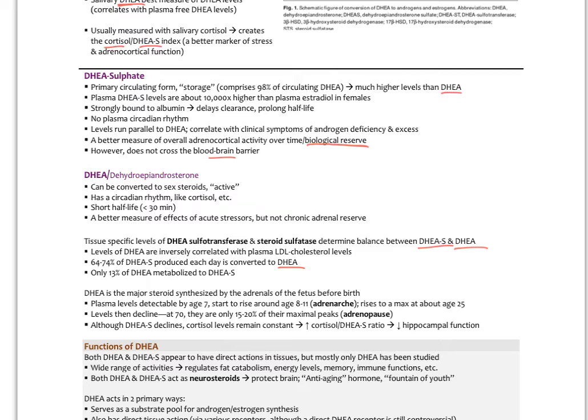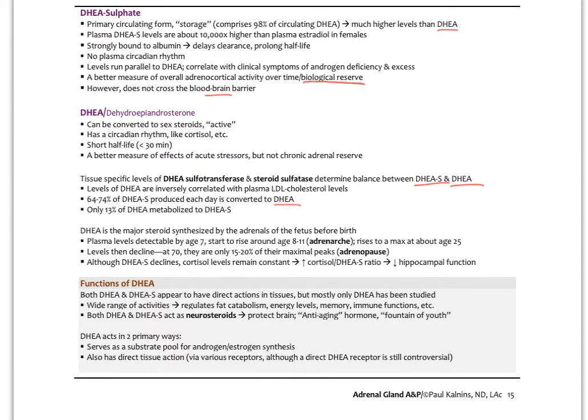All right, so this is the major steroid synthesized by the adrenals of the fetus before birth. The plasma levels are detectable by age 7. Again, that's the start of adrenarche. And we're going to see that rise between ages 8 and 11 to a maximum at around age 25. And then the levels will decline about 2% each year. And so at age 70, we only have about 15 to 20% of the maximal peak, and that is when we reach andropause.